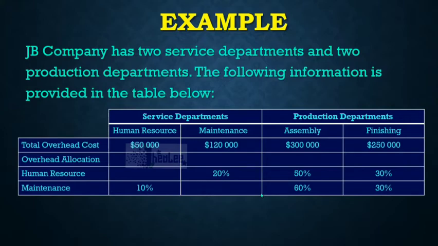But remember, we are using the direct allocation method. So when we're allocating, we're only going to allocate the services of human resource to assembly and finishing, and the maintenance service to assembly and finishing only, because remember, with direct allocation, you're only allocating the service to the production departments and the production departments alone. So let us look at the demonstration in completing that.